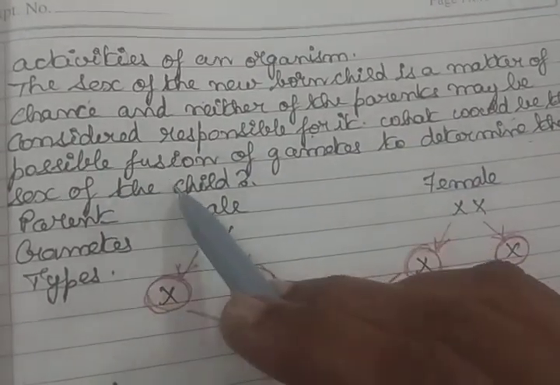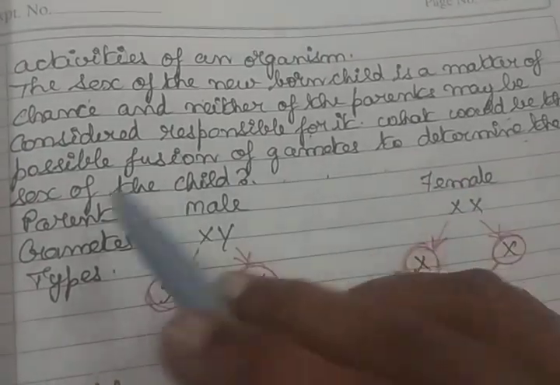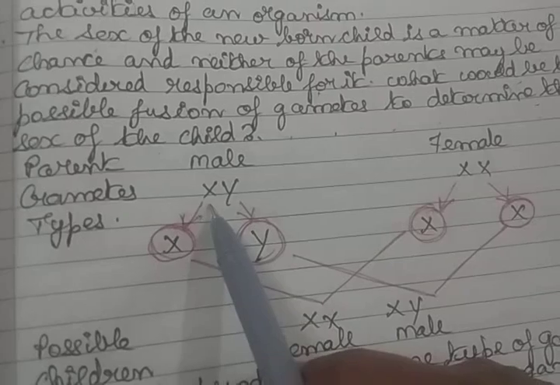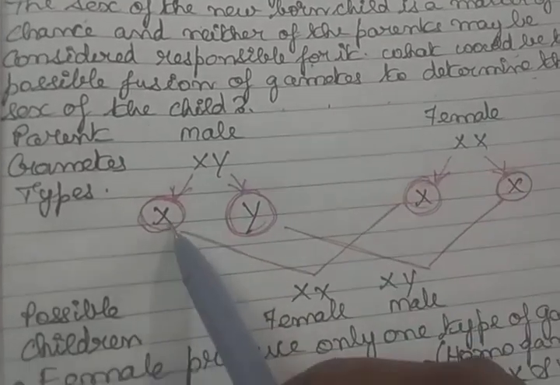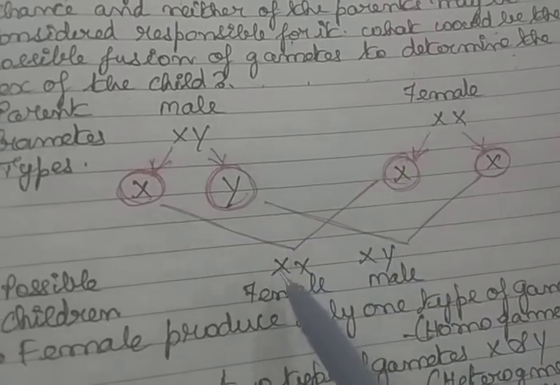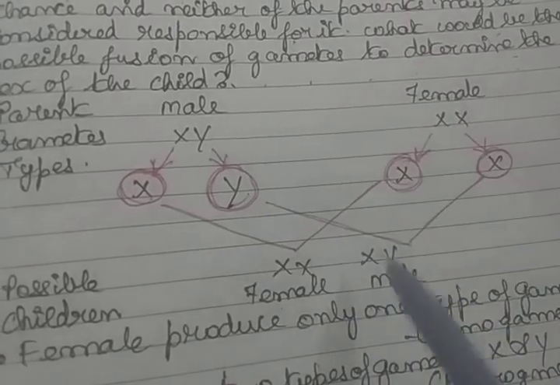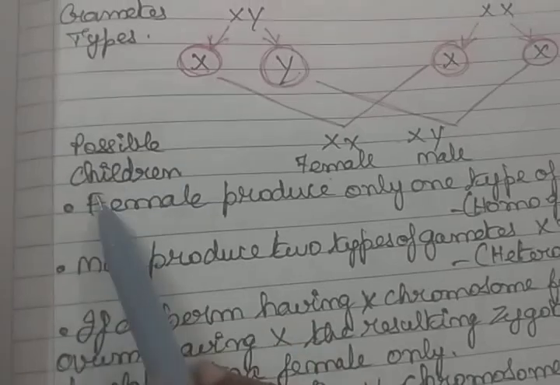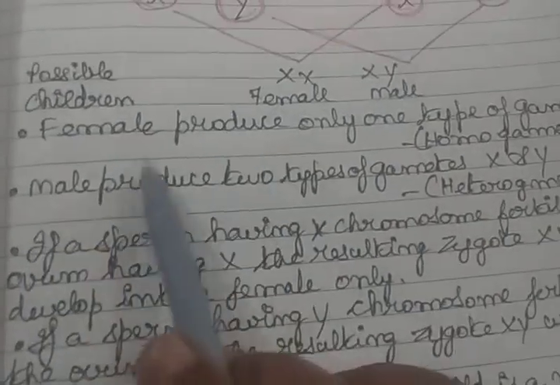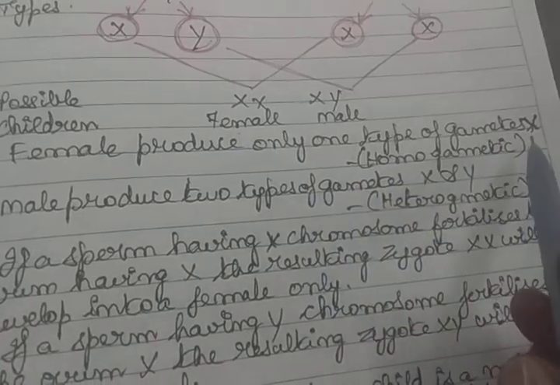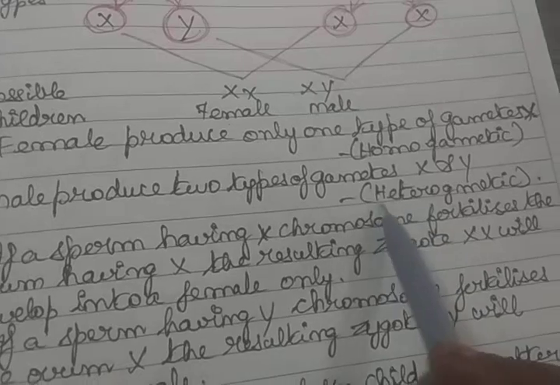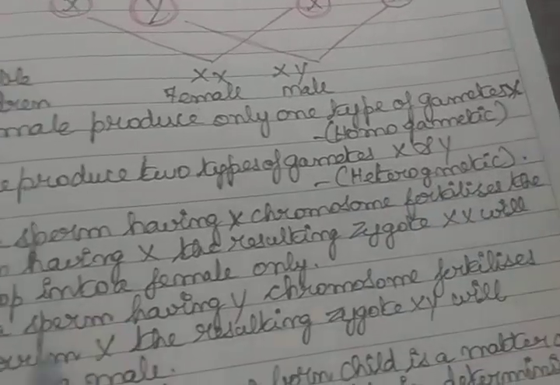What would be the possible fusion of gametes to determine the sex of the child? Parent gametes: male XY, female XX. So X and Y with X and X: X with this X is double X, female; Y with this X is XY, male. Possible children are female and male. Female means double X, male means XY. Female produces only one type of gametes, X, homogametic. Male produces two types of gametes, X and Y, heterogametic.